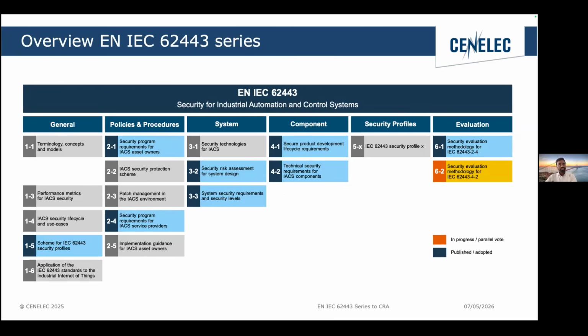So, a brief introduction about the EN IEC 62443 series, for those who are not aware of it. This is the complete framework, and you can see there are general policies and procedures and a list of standards: 3-Cs for the systems and 4-1 for the components. There is also an evaluation, and I think 6-2 is now published. I did not update the slide, but it is also published now. So this is a brief introduction to the series for those who are not aware of it.